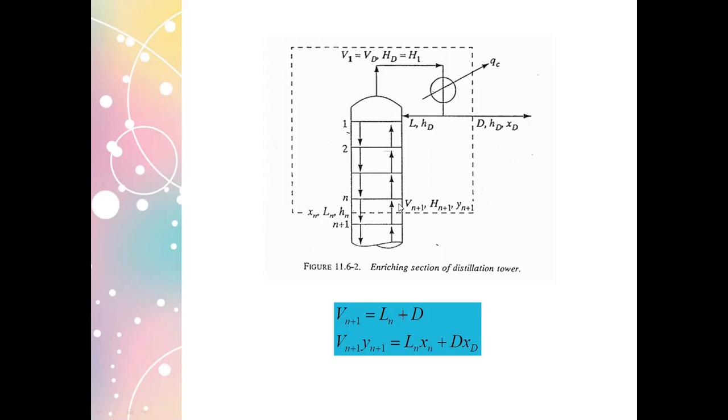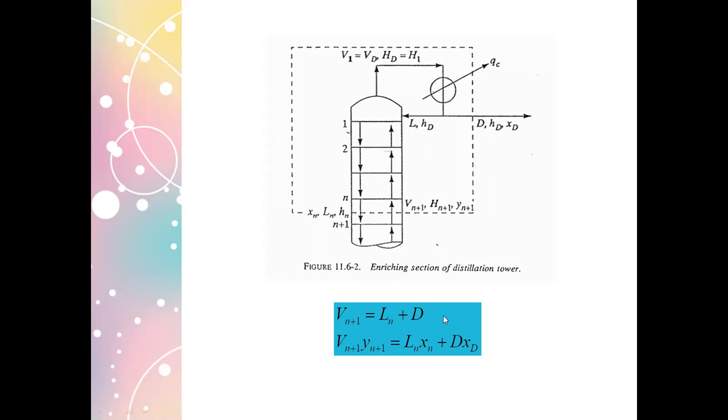Now, if we make an overall material balance on this section only of your column, based on the streams that you are seeing, on tray N we have V sub N plus 1 entering this tray N, which is equal to, so there are only two streams leaving this section, the Ln and the D. So this is your overall material balance for your enriching section.